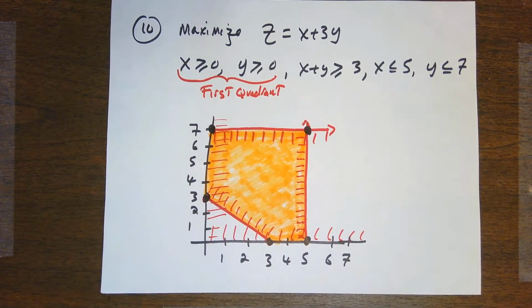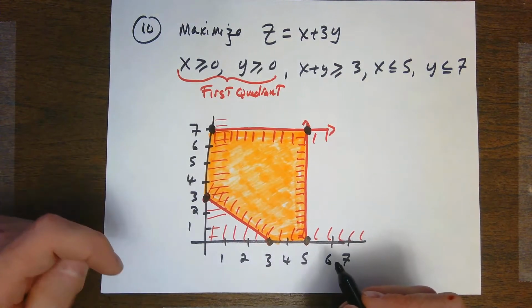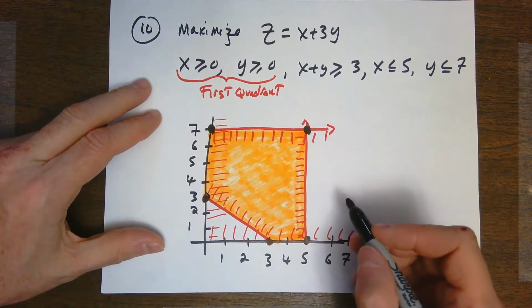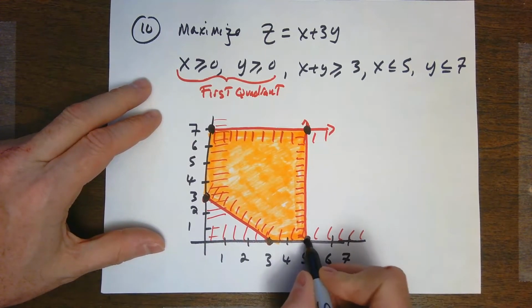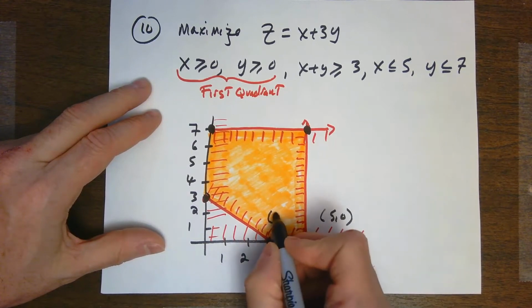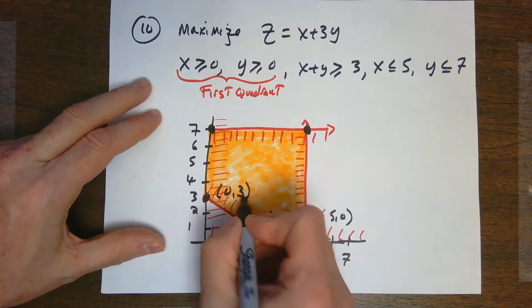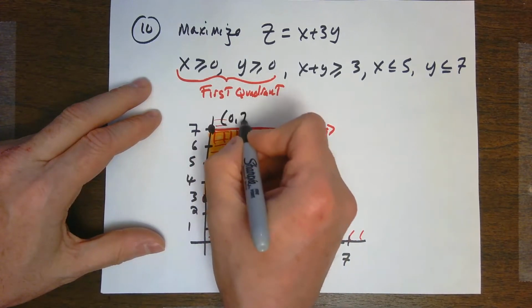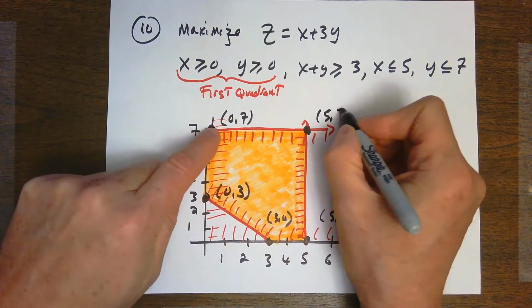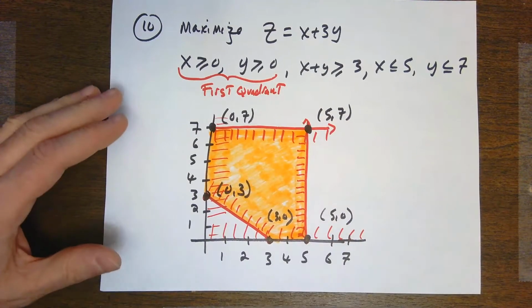Now, this one's fairly simple. I don't have to do anything too fancy here. I think right off the graph I can read the points. Now, it's not always going to be that way. Sometimes we might actually have to solve some systems here. But the coordinates of this point are 5, 0. The coordinates of this point are 3, 0. The coordinates of this point are 0, 3. This point is 0, 7. And this point, the x value is 5, the y value is 7. So these are the coordinates of my feasible region.